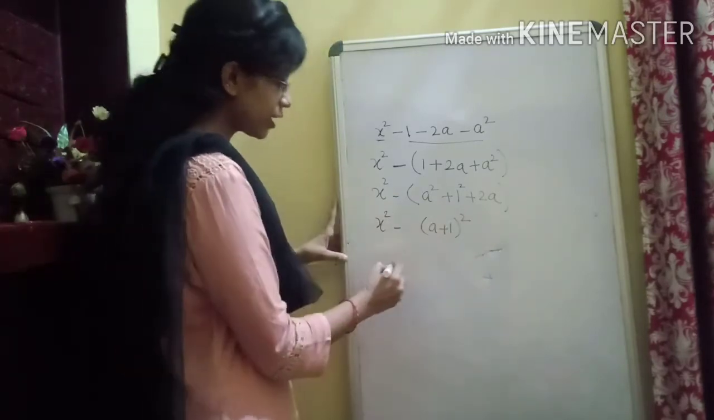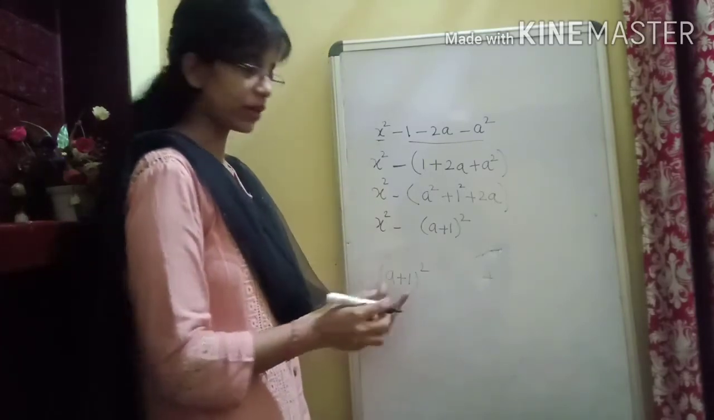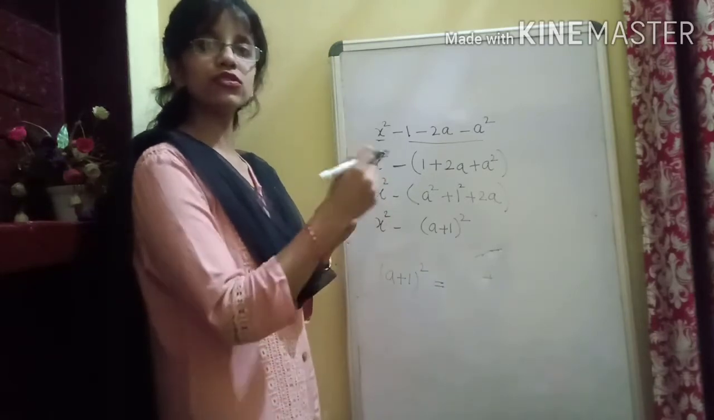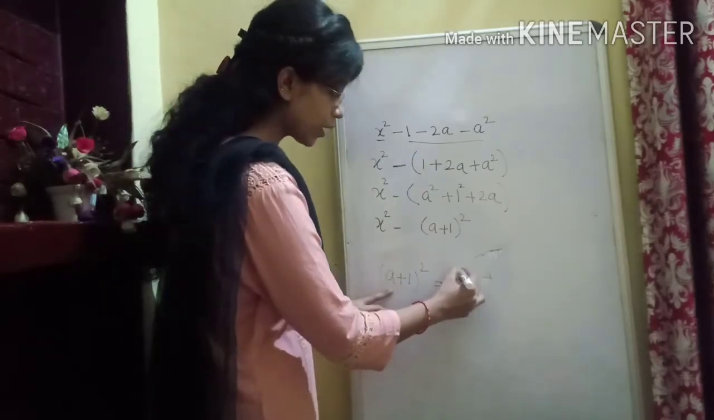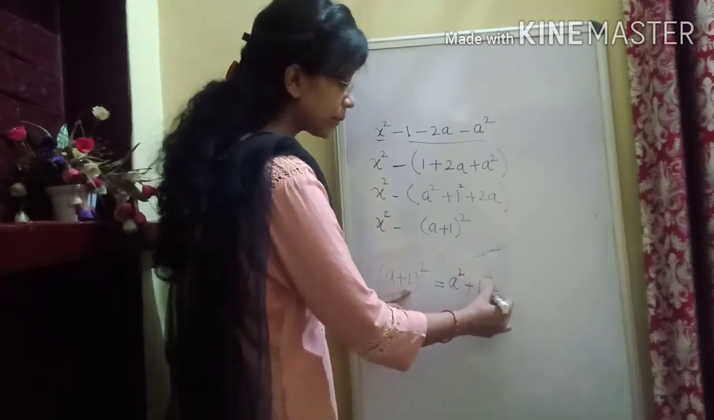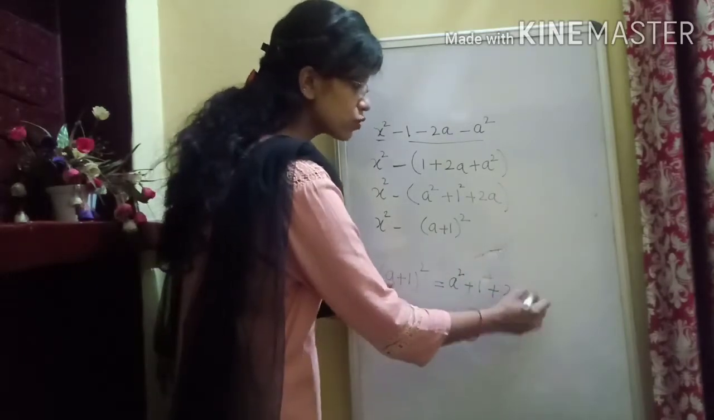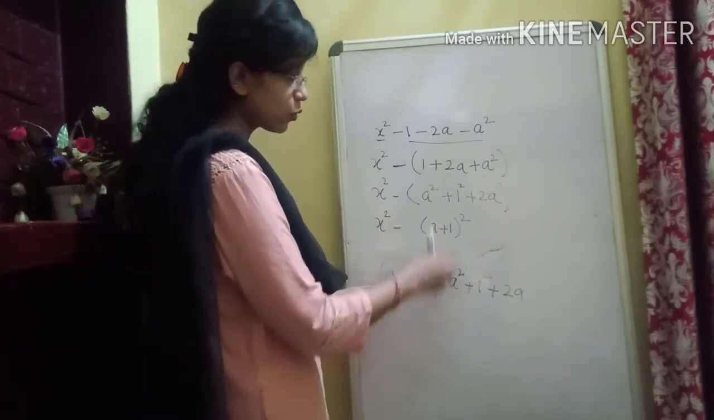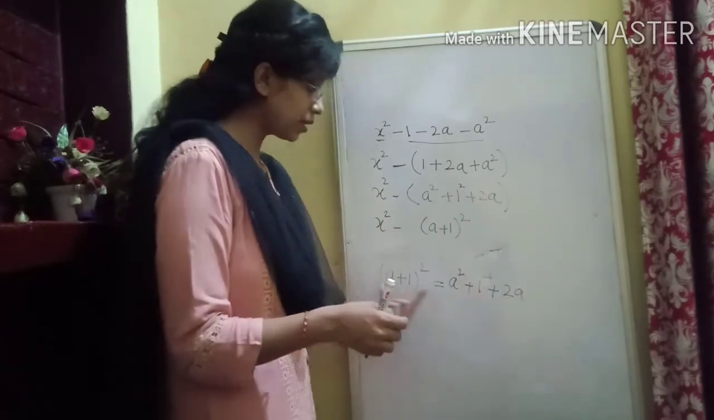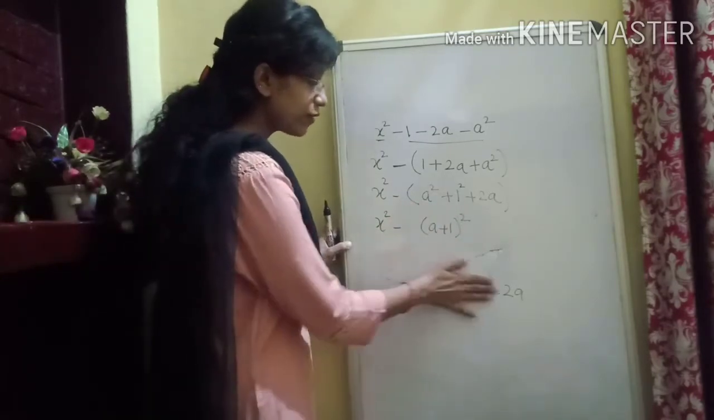So this is actually the perfect square of a plus 1 whole square. How? If you take a plus 1, let me show you, a plus 1 whole square, you open, what will be the identity? It is a square plus b square plus 2ab. So a square plus b square is 1, 1 square will be 1, plus 2ab. 2a is a and b is 1, so 1 would be 2a only. So a square plus 1 plus 2a. So that means this is nothing but the perfect square of a plus 1 whole square. That's how we have written this.